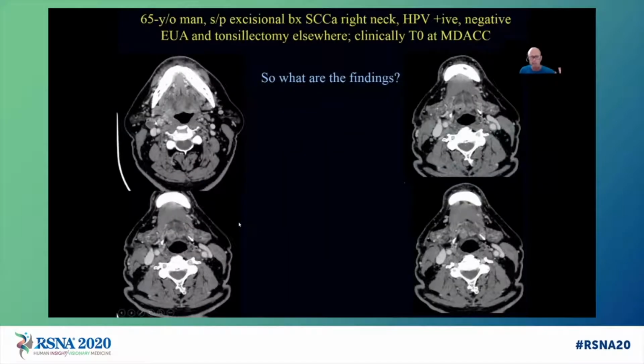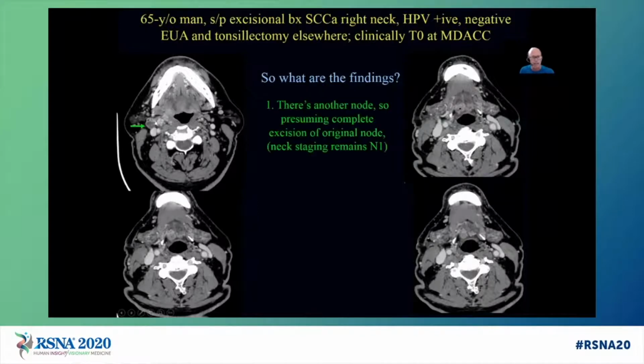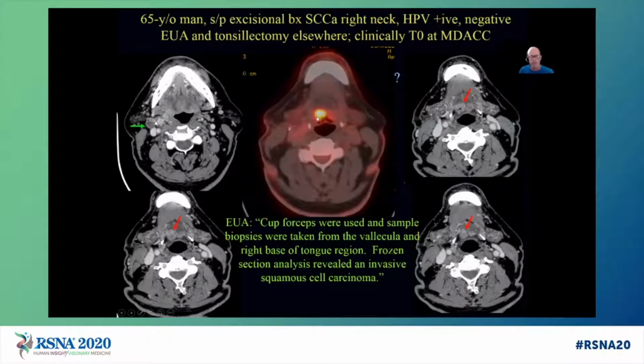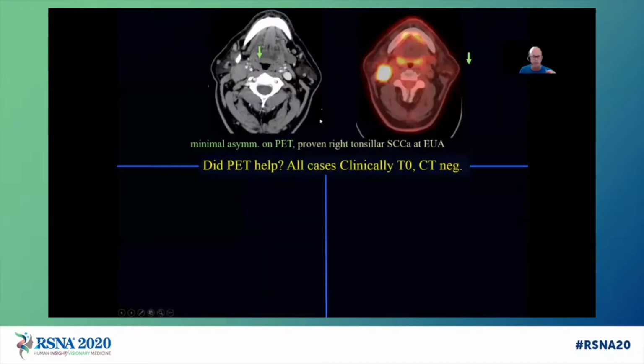So here's a patient with an HPV positive cancer. They did a tonsillectomy elsewhere. They never found the cancer. What are the findings? Well, we can see that there's another nodal metastasis here, but it's HPV positive, so the neck staging remains N1. And then maybe there's a fullness down here. I'm not sure, maybe. So let's do a PET CT. The PET CT shows us that there is a hot finding here. They took the patient to the operating room and proved this to be the primary.